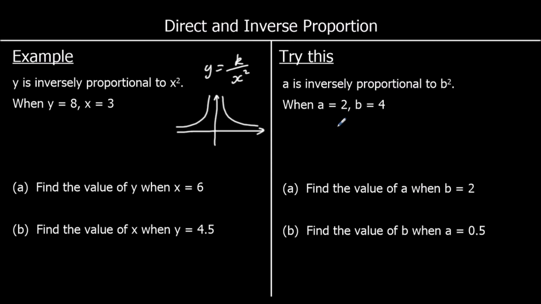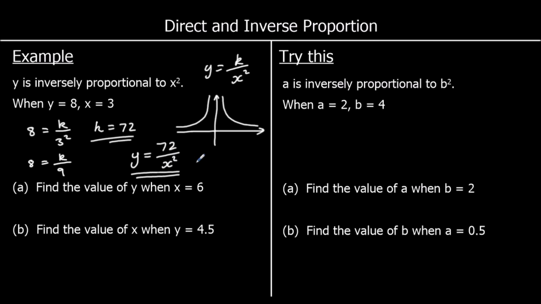And again, we're given values of y and x that we can use to calculate k. So y is 8 when x is 3. So we can substitute them in. So 8 equals k over 3 squared. 3 squared is 9. So to get k by itself, we multiply both sides by 9. So k is 8 times 9, which is 72. So the relationship this time is y equals 72 over x squared. So now we know the relationship between y and x. We can use that to answer the questions.